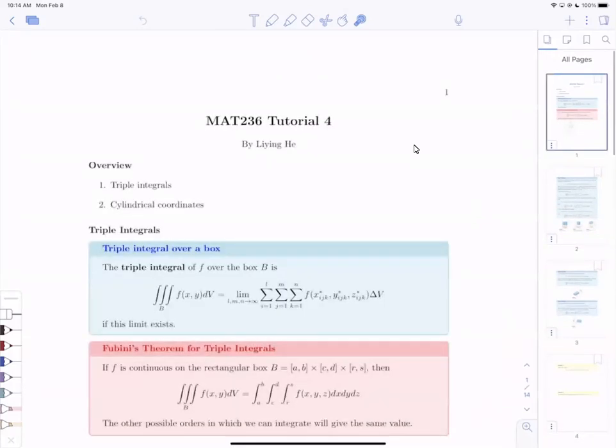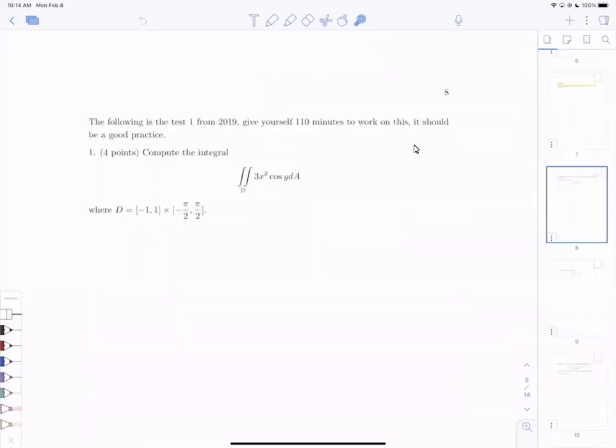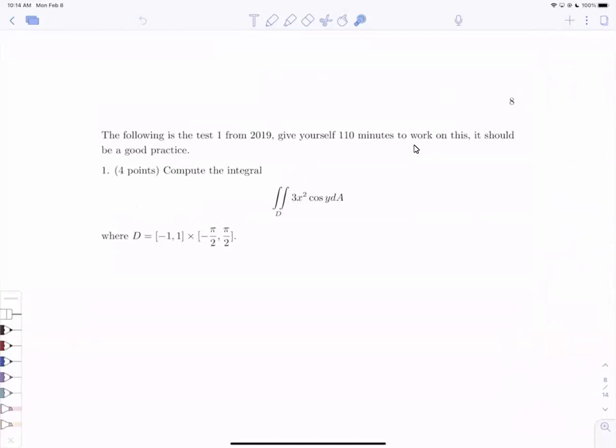So again, this tutorial will talk about the last two sections, triple integrals and cylindrical coordinates. After page 7, starting from page 8, I put the test from 2019 right here, so you can give yourself 110 minutes, which is 1 hour and 15 minutes, to work on this, and it should be a really good practice. Just treat it as a real test. The only problem with this test is that they don't cover cylindrical coordinates, so you might need to add one more question for yourself.